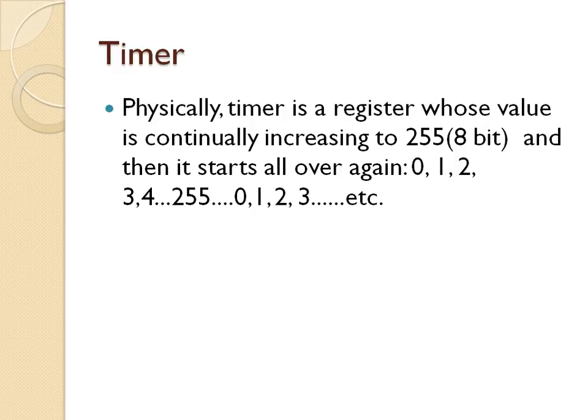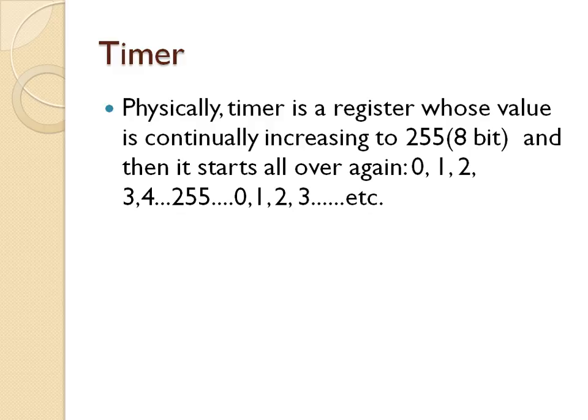A timer is basically a peripheral, or we can also call it a register, which can be used as a counter for counting internal or external pulses. If it is an up counter, then it starts counting from zero and reaches its maximum value, and if it is a down counter, then it starts counting from its maximum value and reaches its minimum value.